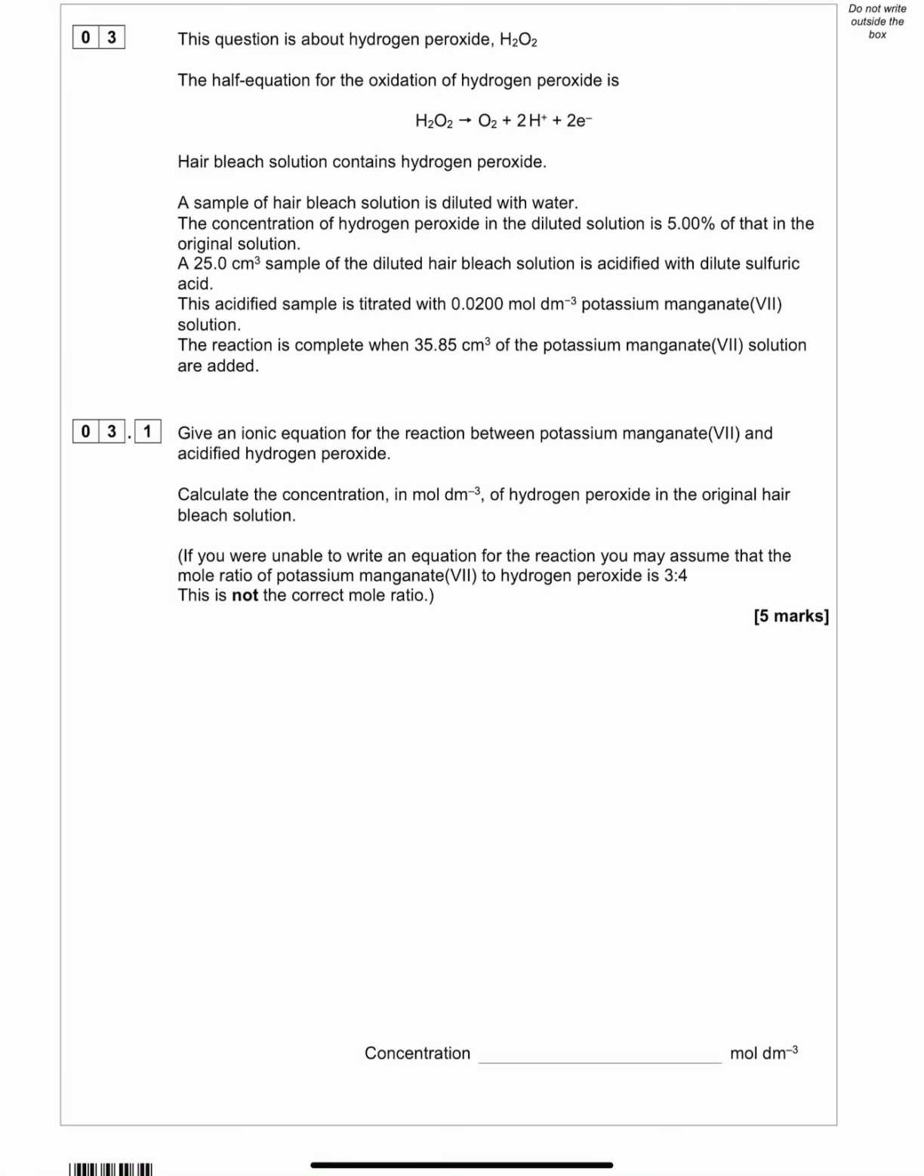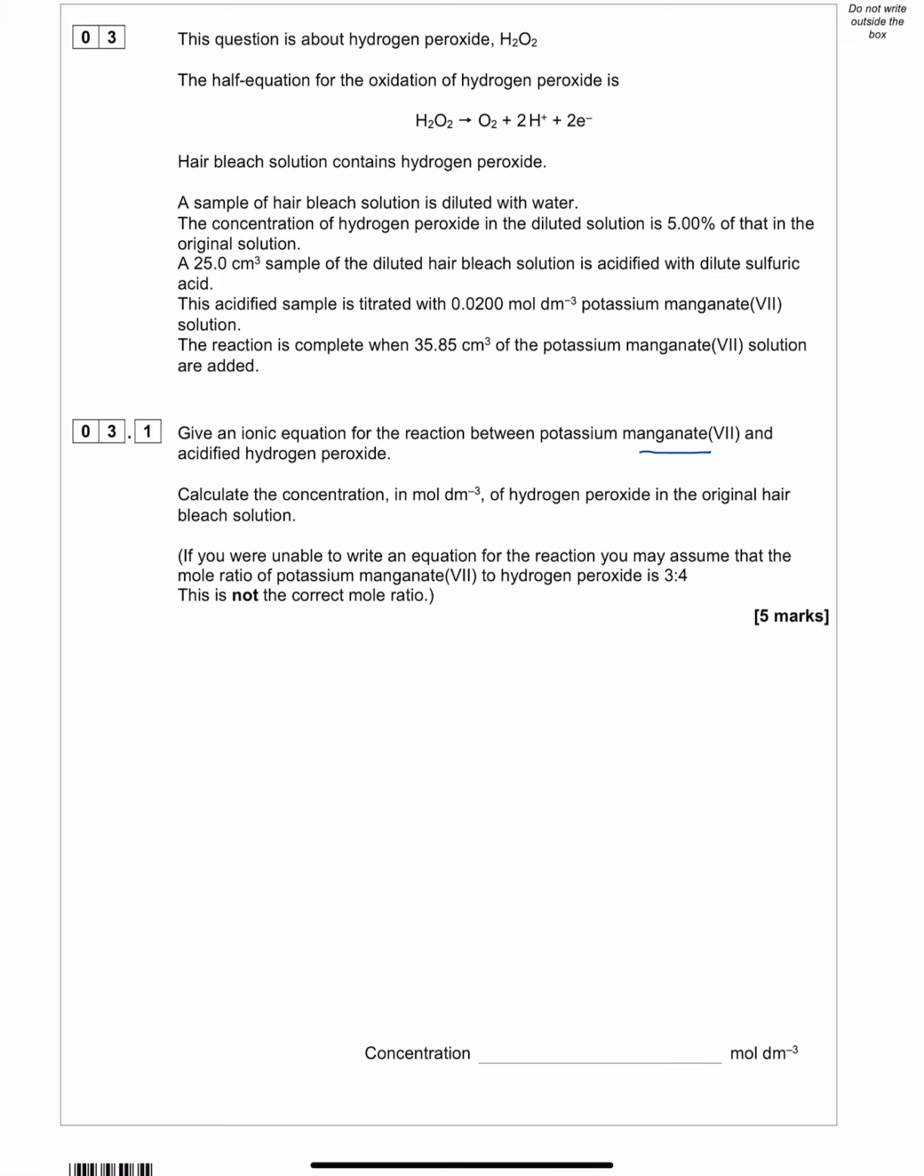Finding concentration from redox titration requires writing the proper ionic equation for the redox reaction. This is a past paper question from AQA A Level Chemistry that involves a redox reaction between hydrogen peroxide and potassium manganate 7. The first part of the question asks you to give the ionic equation for the reaction between potassium manganate and acidified hydrogen peroxide.